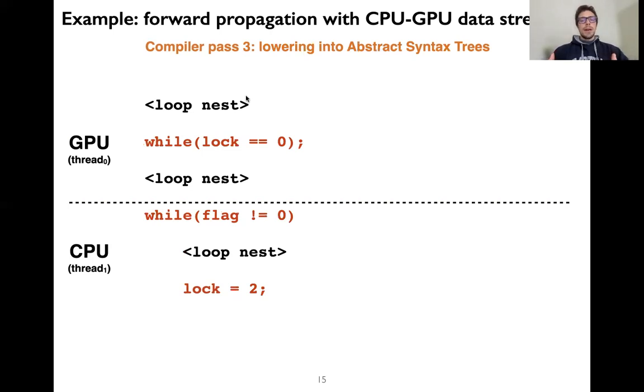In the third pass, we are further lowering the intermediate representation that we had before into something more concrete. So now we have an implementation for the waits and the synchronization mechanisms. And everything here is an abstract syntax tree. So we are progressively getting closer and closer to the code that we want to generate.